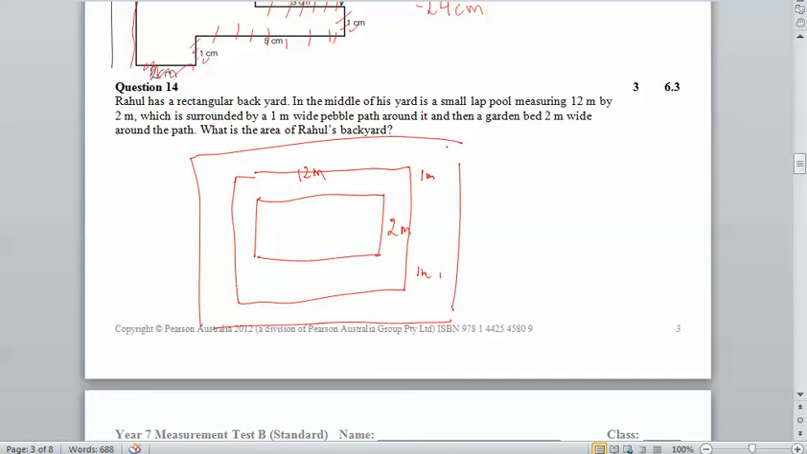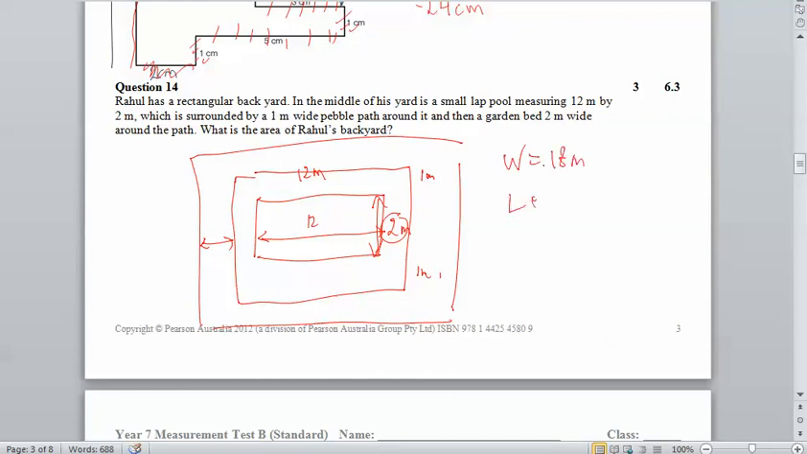Well, first of all, the pool is 12 by 2, so that means that this is 12, which means that we have to go across. Well, we've got 1 metre here. It says 2, but that's this. So it's 1 metre across, which is 13, 14. Then we've got 2 metres across here, which makes 16, 18. So the width is 18. Let's write that down. 18 metres.